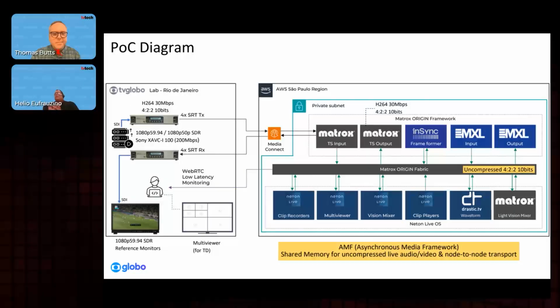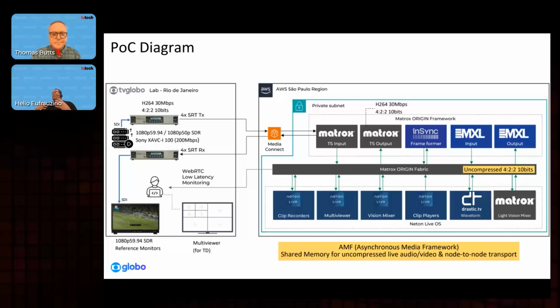This is the POC diagram that I am showing right now. This is a scenario that we needed to bring to a public cloud environment. We are using AWS in São Paulo, Brazil. In order to send the signals to the cloud and get them back, we used an SRT signal flow. And inside the cloud, we have this multi-vendor scenario using Neton Live as a video switcher, Drastic Technology as a waveform, Matrox being like the heart of the system, and InSync as a frame rate converter.